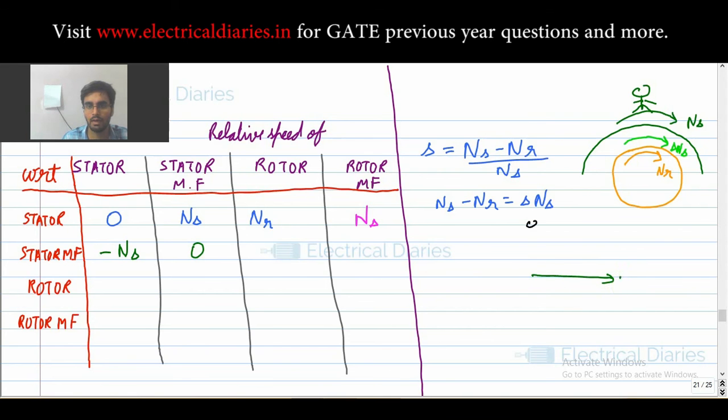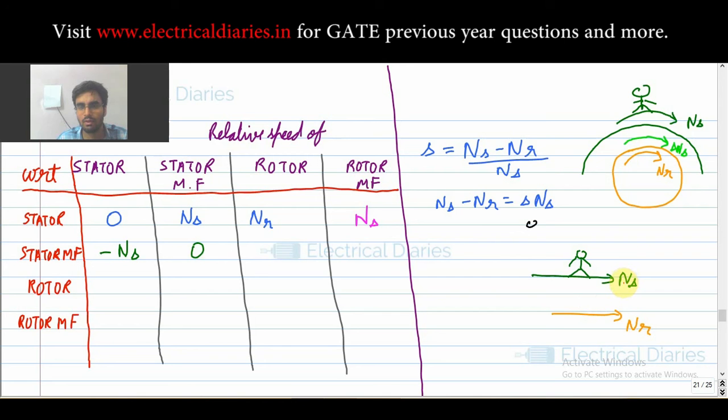I am here, I am moving with ns. Now here is my rotor, it is moving with nr. Now this rotor is moving with nr with respect to himself. Now I'm watching from here. So what I will see is that my rotor is moving backwards, but with a speed of what?